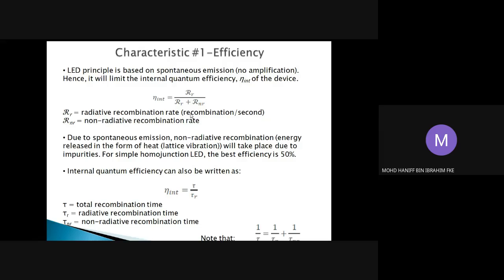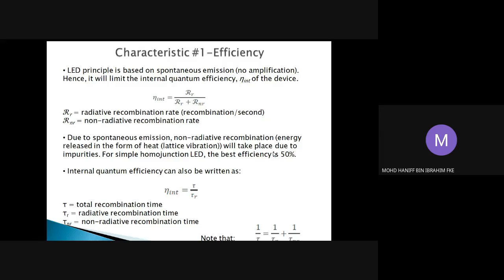We know that there are two types of recombination, correct? The first one is radiative recombination, which produces light, and the other is non-radiative recombination. Non-radiative recombination is a case whereby the energy is released in the form of heat, which takes place due to impurity atoms.